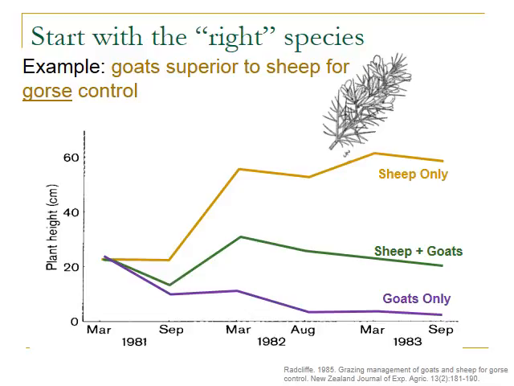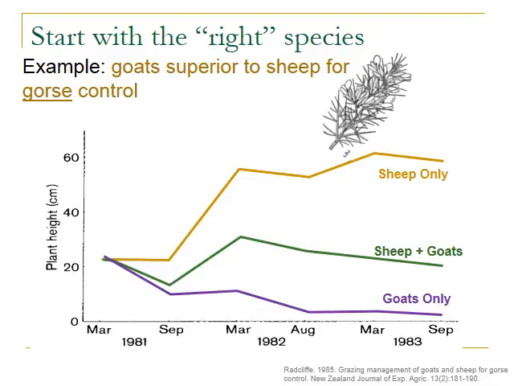And what they did in the study is they cut the plant in March of 1981. They cut all the plants in the study area to 20 centimeters or so. So that's where you see that average height around 20 centimeters. And then over the next 2 years, from May 1981 to September 83, they grazed the pastures with different animals. One was grazed only by sheep, one by sheep and goats, and one by goats only.